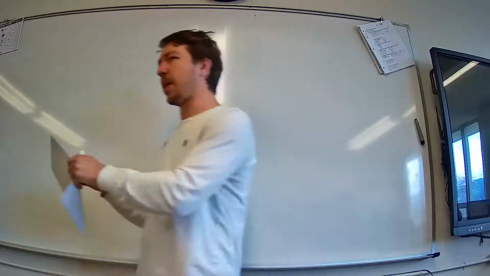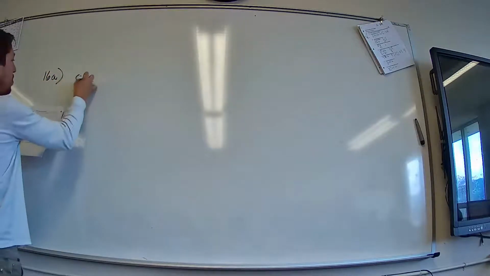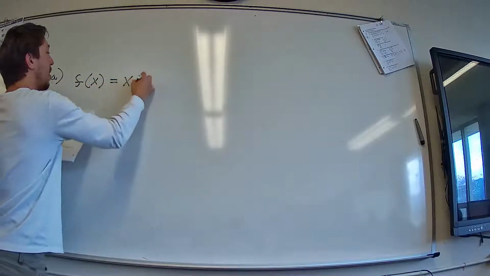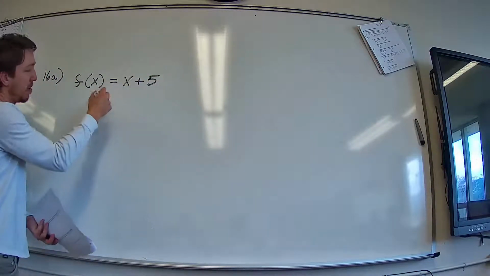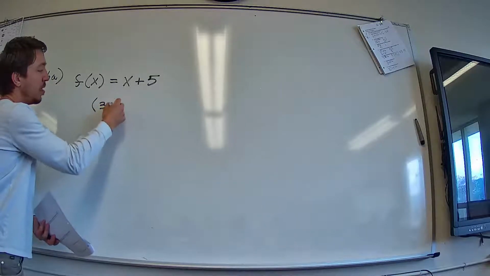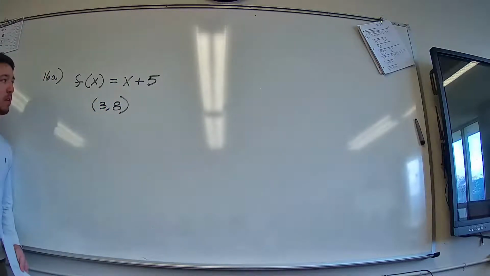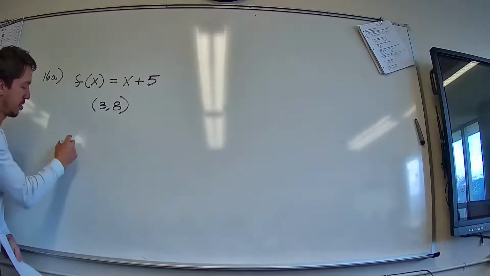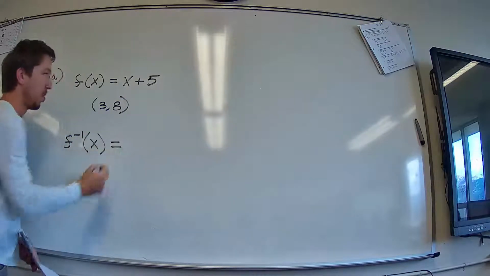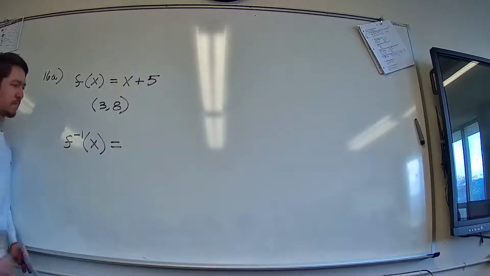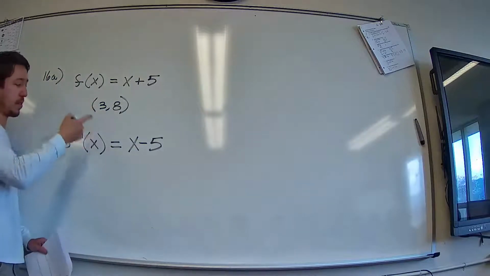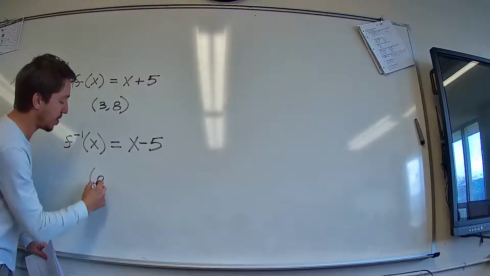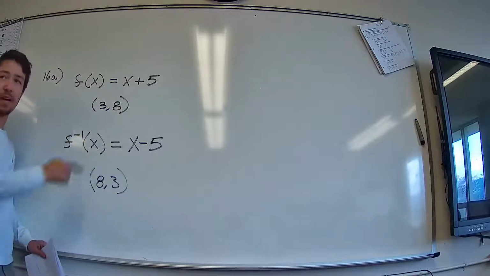So 16a, what does this function do to its inputs? It adds 5 to them. So for example, this would contain the point, I don't know, 3, 8. So the inverse function, what's the inverse of adding 5 to something? Subtracting 5. Now, according to what we know about inverses, this function ought to contain the point 8, 3. Does it? If you plug in 8, do you get 3?